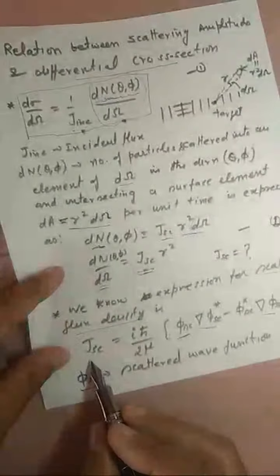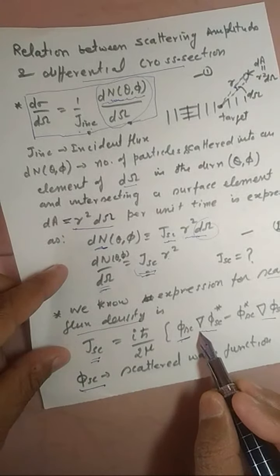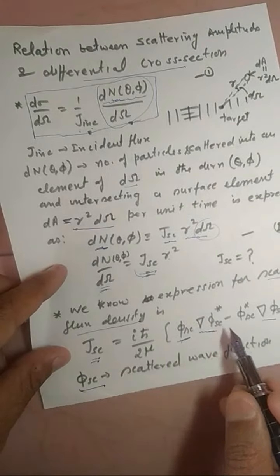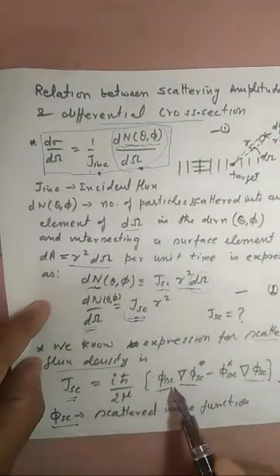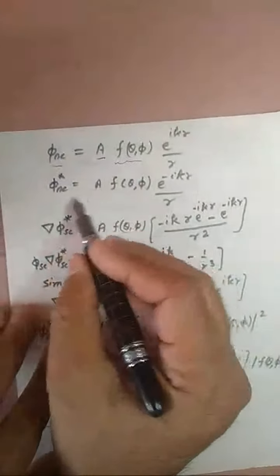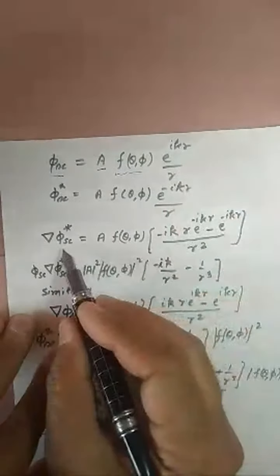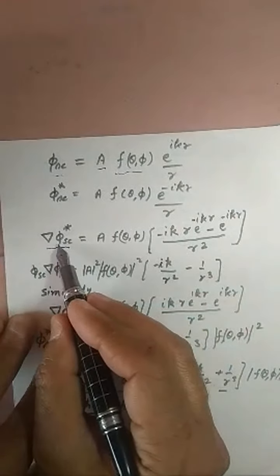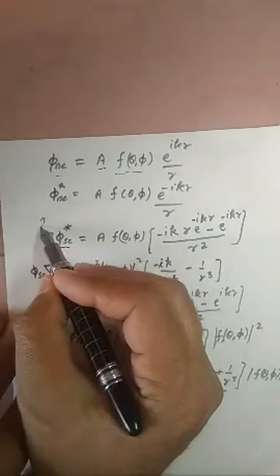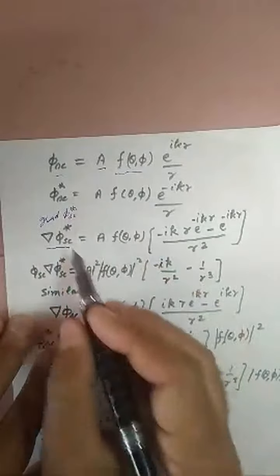So now our objective is to solve this. We have to find the gradient of this scattered wave function and its complex conjugate. So we have to determine this quantity and multiply with the scattered wave function. First, for the complex conjugate part I will take minus iota kr, and first I will find the gradient of the scattering wave function phi.